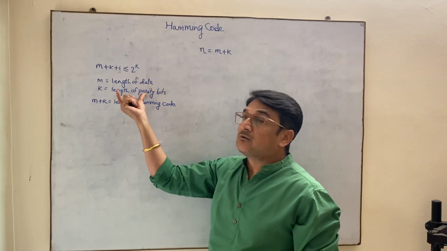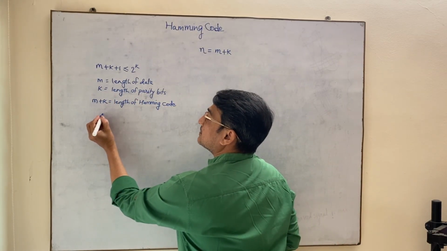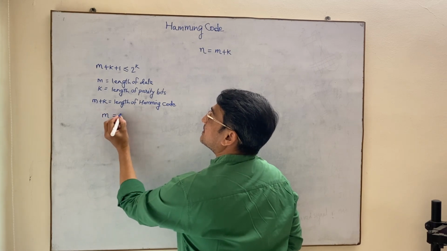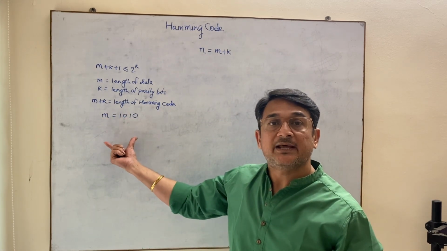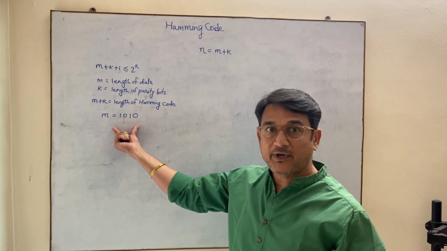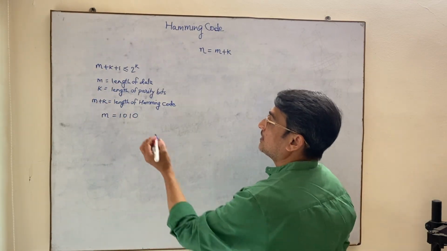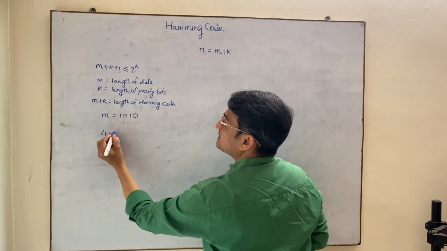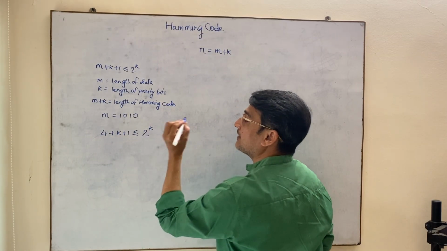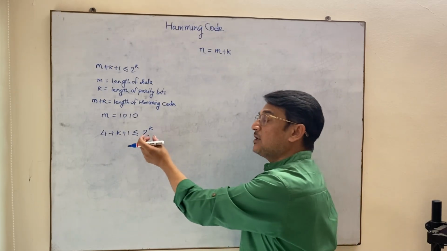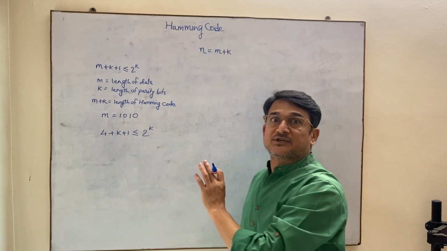Now, how can you calculate it? Suppose your data is 1010. So what is the length of the data? It is 4-bit. So in place of m, we will place 4. So it will become 4 plus k plus 1 should be less than or equal to 2 raised to the power k. Now we will put different values of k to satisfy this equation.